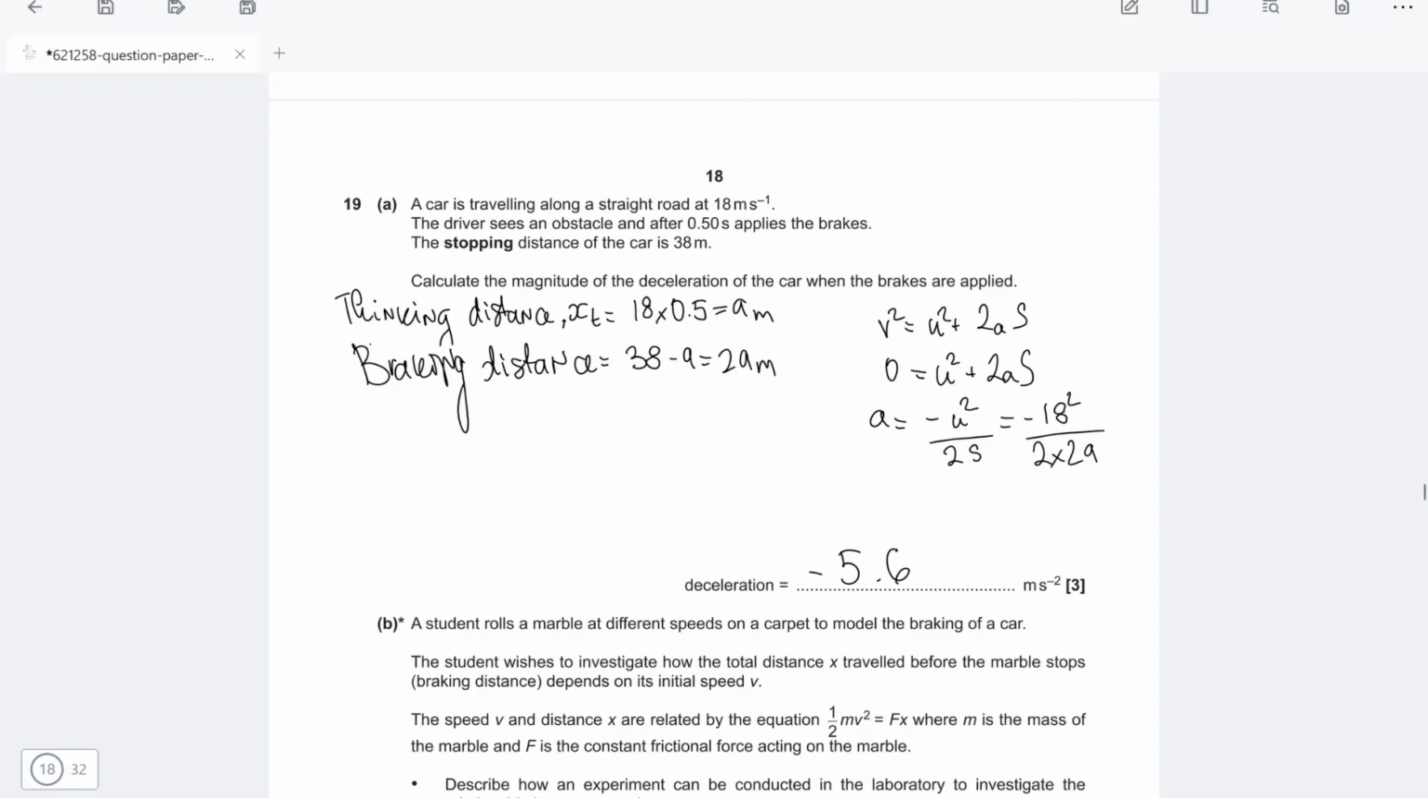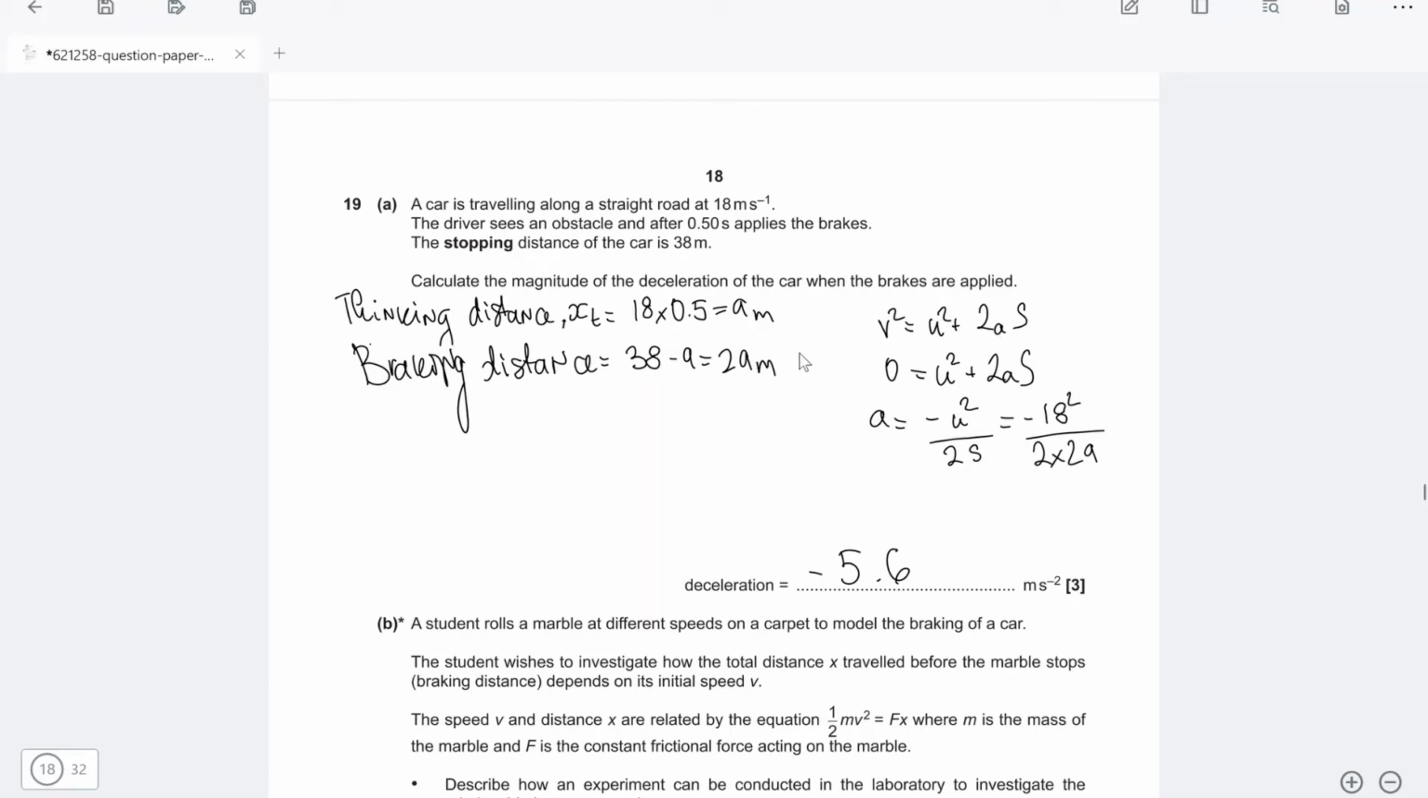This is our braking distance, and this of course is our stopping distance. Take away the thinking distance, which will be 29 meters. After we have the braking distance, we can use the good old v squared is equal to u squared plus 2as to work out the acceleration.